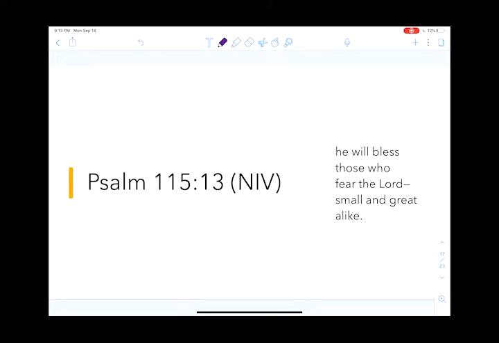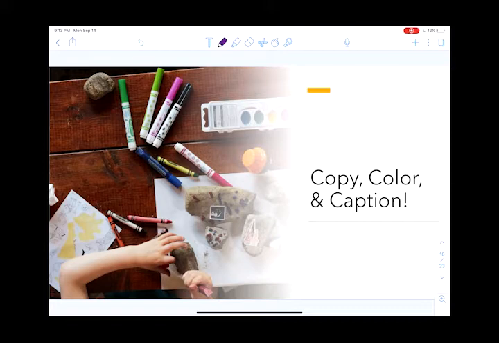Next, have some fun and copy and color in the picture on page 91. After you're done, copy the caption from page 91. After you're done, you can move on to the next lesson.